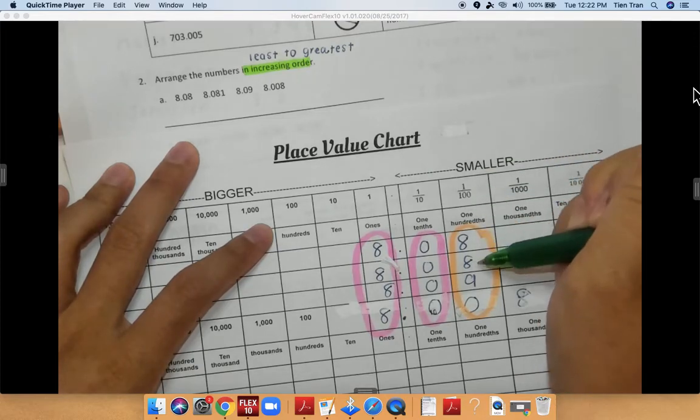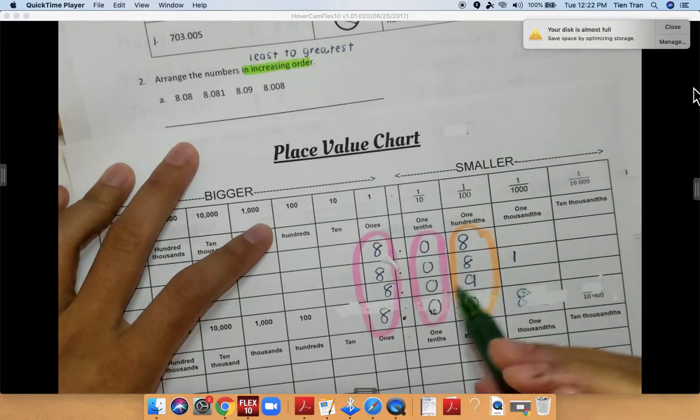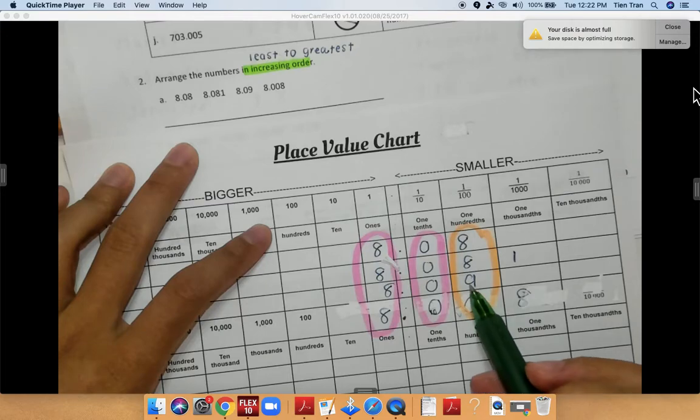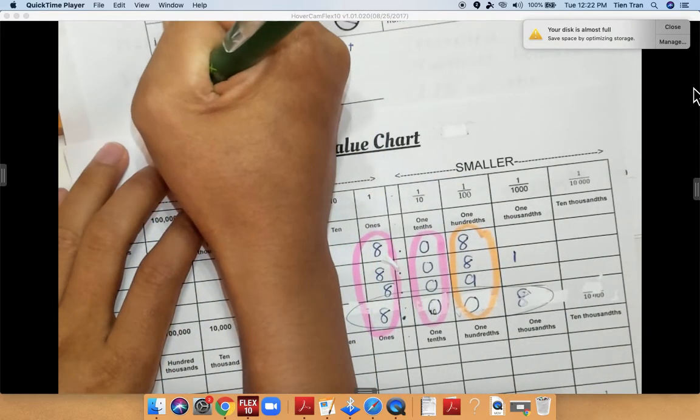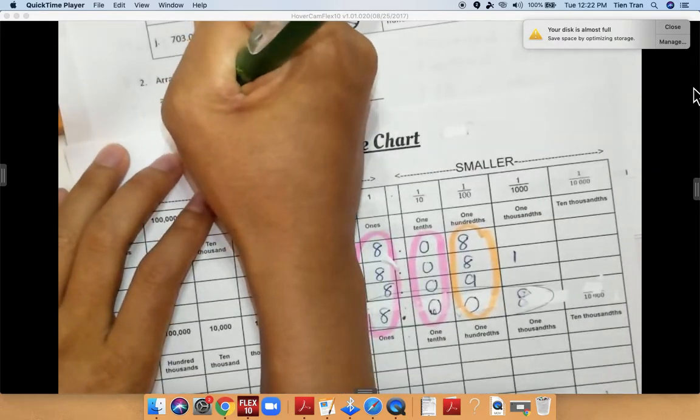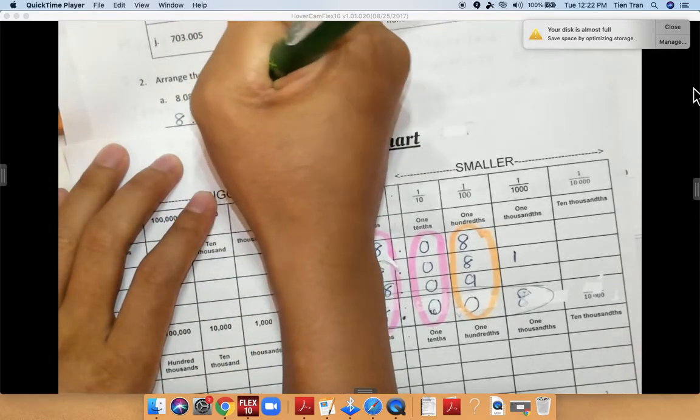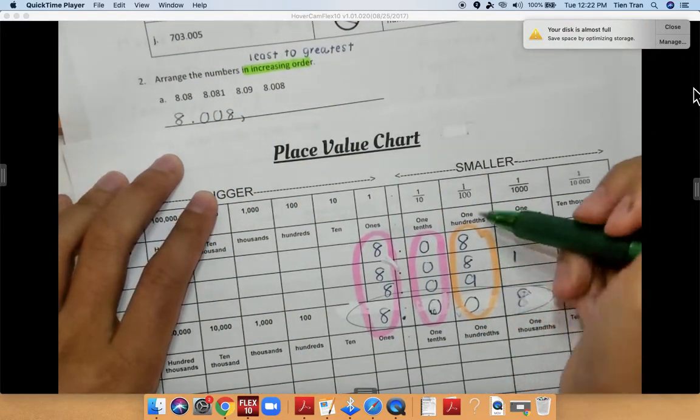We have 8.008, 8.08, 8.081, and 8.09. The smallest number obviously is going to be the 0 because that is smaller than 9 or 8, okay? So what I'm going to write here is this number right here, 8.008.